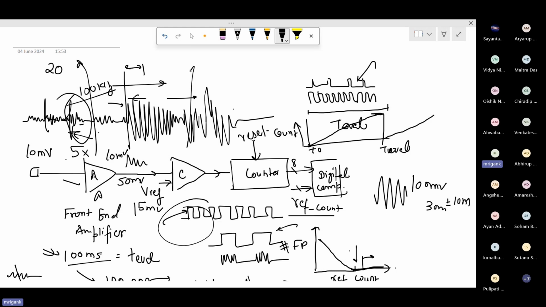Comparator resolution, I already told you, even 1 millivolt is good enough. You don't need a preamplifier. Counter 8-bit, I've already told you. Digital comparator reference count, for the time being maybe you can keep it say 100 or something like that, close to 100. Is that okay? Yes, sir. VREF, likewise, if the peak to peak signal over here is at maximum going 100 millivolt, keep the threshold of VREF around, say, 50 or 60 millivolt.